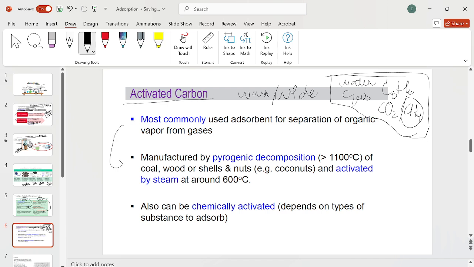So how is it produced? First we will see this. Activated carbon is usually produced by using cryogenic decomposition. We get activated carbon from coal, wood, shell, nuts, any component we can use, and it is activated by steam. And why do we activate it? To develop porosity.